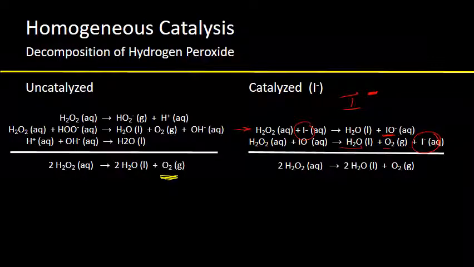So just like in the previous example, the iodide, which is the catalyst, is a reactant in an early step in which it's consumed, and then it's a product in a later step so that it's regenerated. As a result, the concentration of iodide remains constant throughout the reaction, and the catalyst is not consumed.